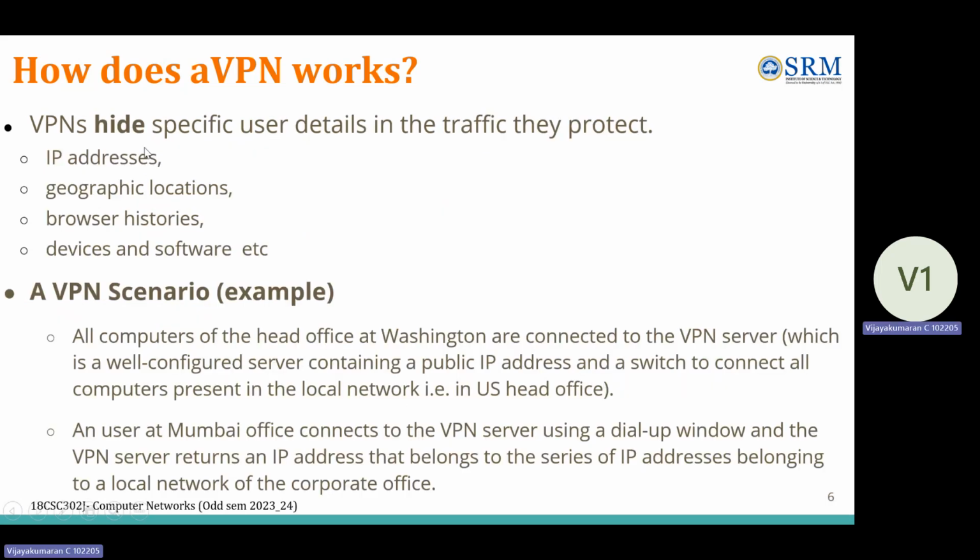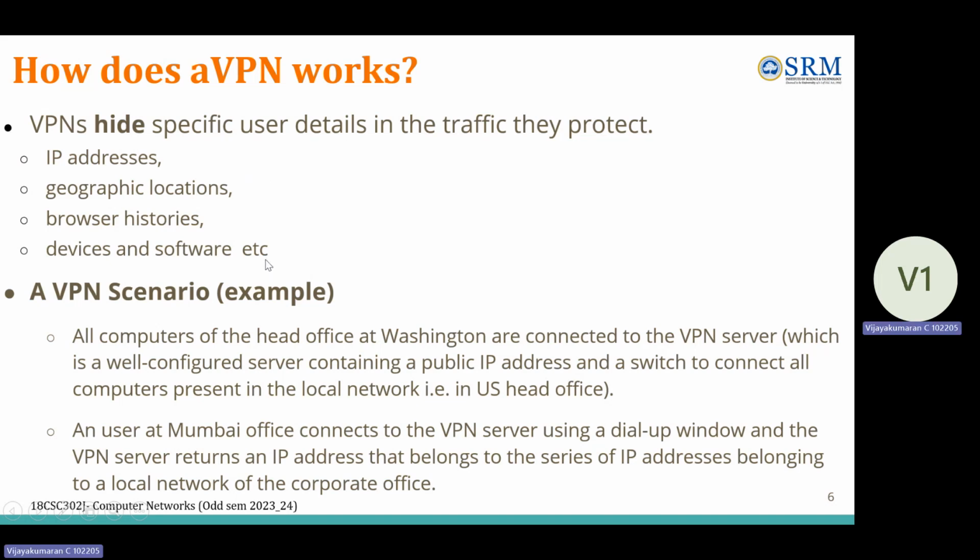So a VPN hides specific user details in the traffic it protects. What are the details it hides? The IP addresses, geographic locations, browser histories, device and software, etc. All this information is hidden in transit, so the hackers cannot get the details about the players involved in the communication.